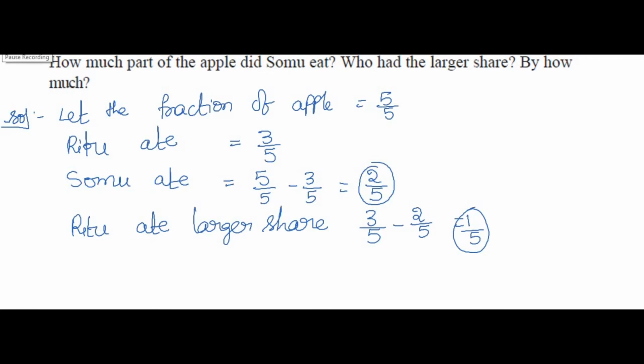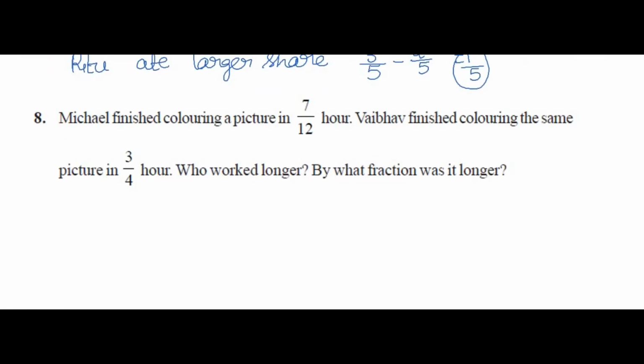Now we'll move on to the next question, students. Michael finished coloring a picture in 7/12 of an hour. Vaibhav finished coloring the same picture in 3/4 of an hour. Who worked longer? By what fraction was it longer? So here he is comparing two members. One person, Michael, completed his coloring in 7 by 12th part of an hour. And Vaibhav completed within 3/4 part of an hour.